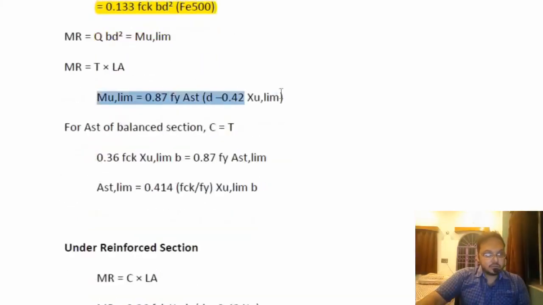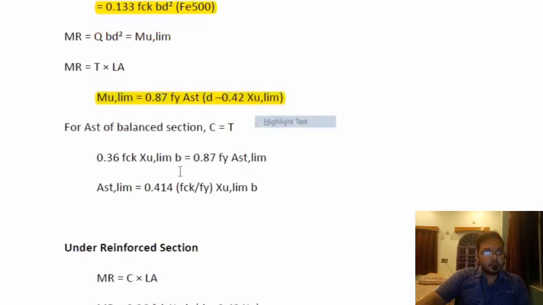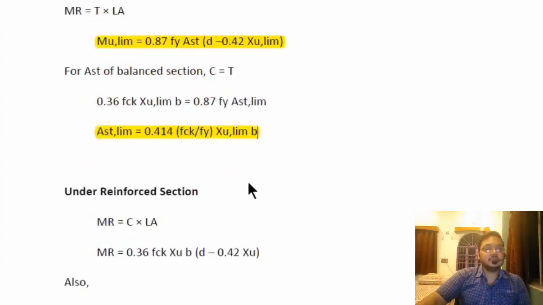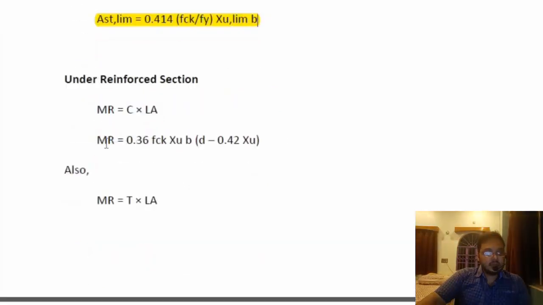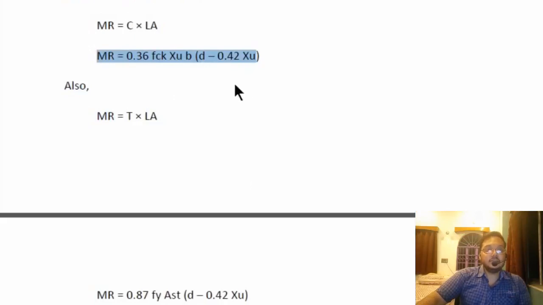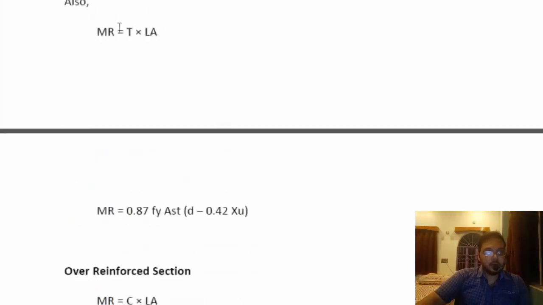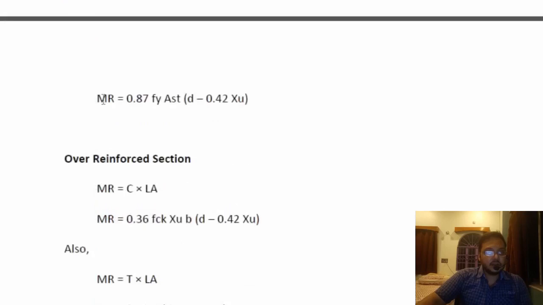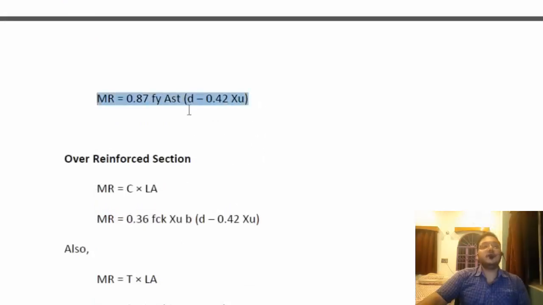Also, this is the limiting moment of resistance, and this is our limiting area of tensile steel. And these are the two formulas that we will be using for this calculation. Moment of resistance, one is C cross LA, that is 0.36 fck Xu,max multiplied by (d minus 0.42 Xu), and this is for T cross LA, and this is 0.87 fy Ast (d minus 0.42 Xu).